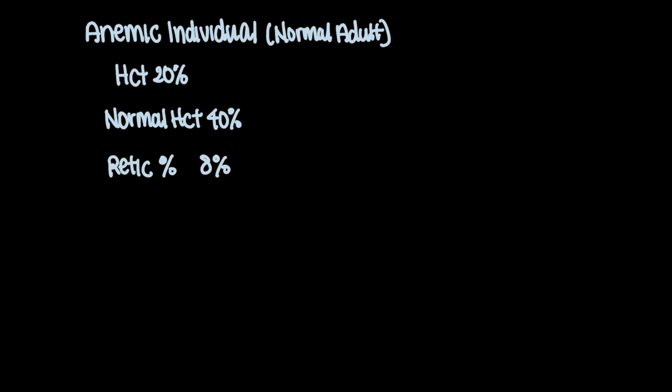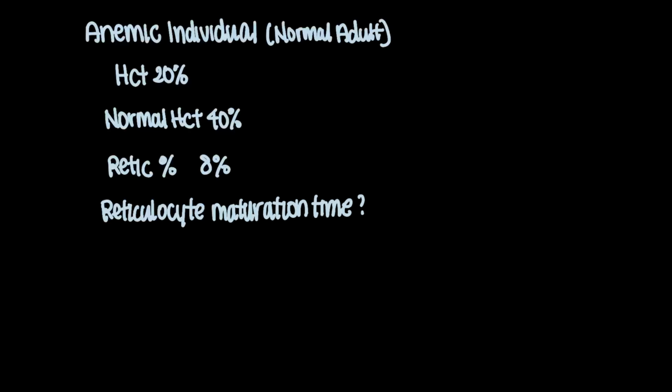So an anemic individual without any production issues, the blood work would kind of look like this. We'll have to plug in this other number called the reticulocyte maturation time to calculate the reticulocyte index. And you may be wondering, like, what the heck is this reticulocyte maturation time adjustment factor for the reticulocyte percentage, right?